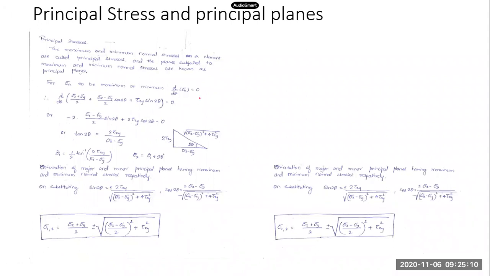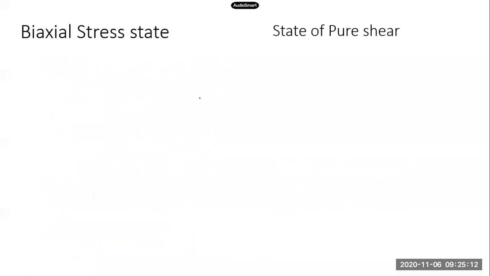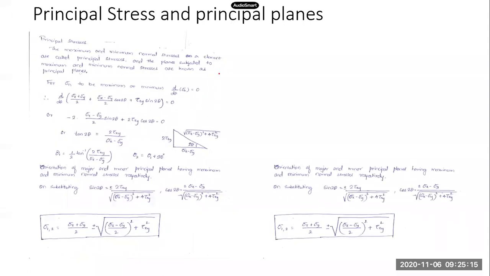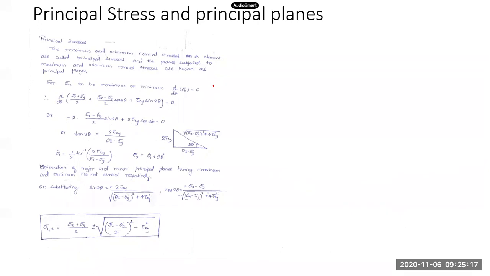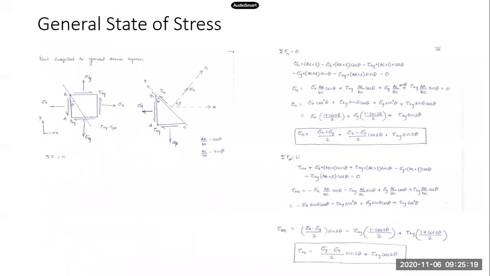Is that clear? Please check your doubts. The first thing is, what is sigma n and what is tau xt? Then with that, we try to obtain the maximum and minimum normal stresses.